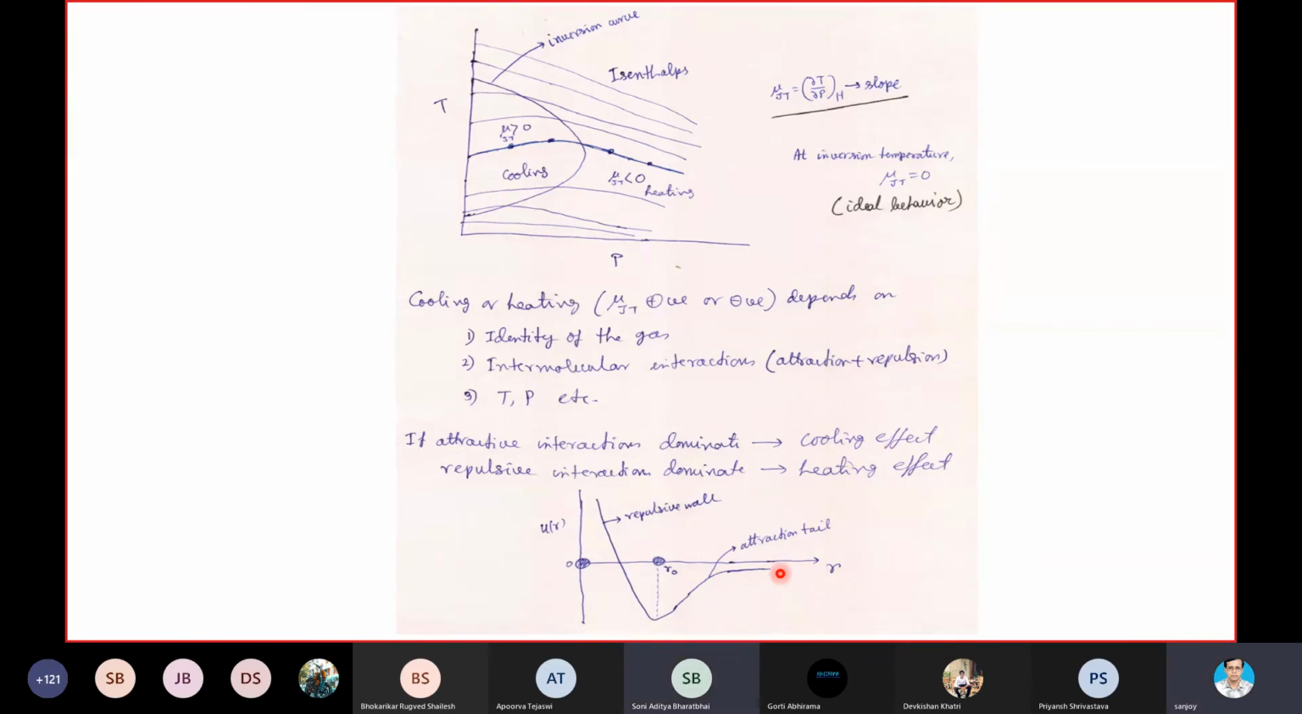So the nature will remain the same. Only thing, there will be a readjustment between kinetic energy and potential energy. If you keep the entire system isolated, there is no heat exchange. If kinetic energy increases, potential energy has to decrease. If potential energy decreases, kinetic energy has to increase. That thing will happen. But the potential energy nature will remain the same, because potential energy actually depends only on the separation between them.